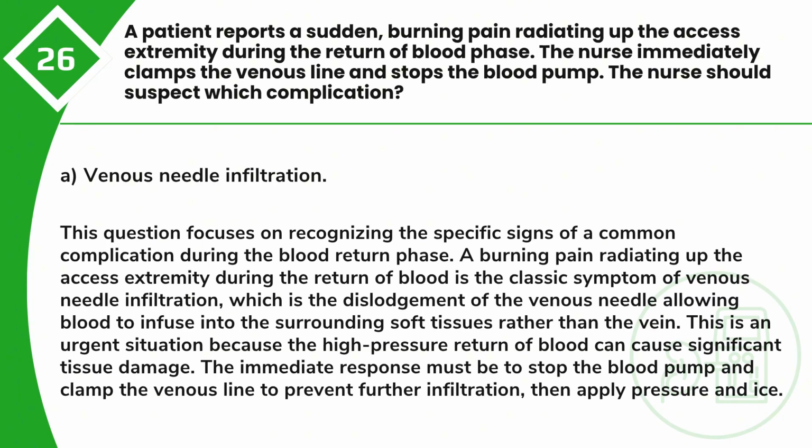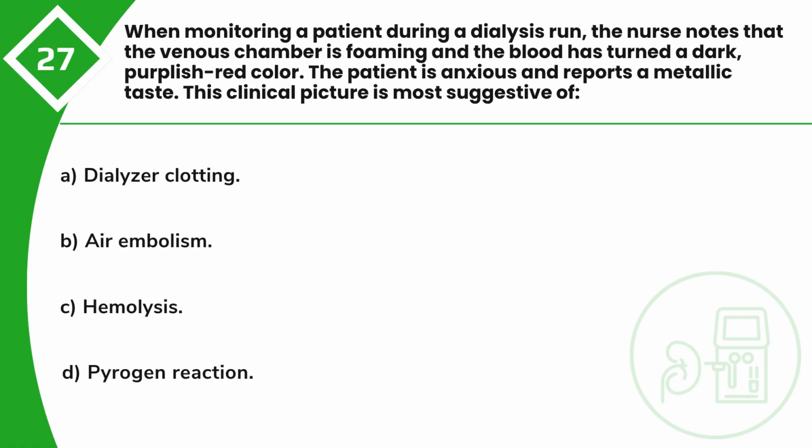Answer. A. Venous needle infiltration. This question focuses on recognizing the specific signs of a common complication during the blood return phase. A burning pain radiating up the access extremity during the return of blood is the classic symptom of venous needle infiltration, which is the dislodgement of the venous needle, allowing blood to infuse into the surrounding soft tissues rather than the vein. This is an urgent situation because the high-pressure return of blood can cause significant tissue damage. The immediate response must be to stop the blood pump and clamp the venous line to prevent further infiltration, then apply pressure and ice.